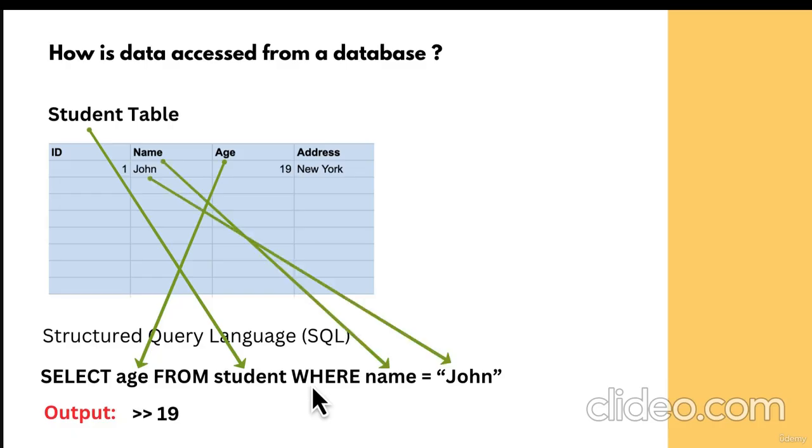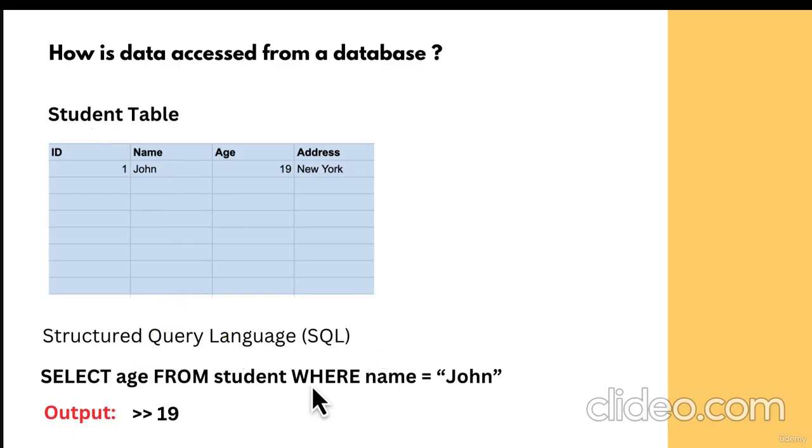So don't worry if you don't understand this syntax as of now. We are going to learn how this syntax works in the lectures to come. So when you write this particular statement and execute it, you're going to get an output of 19, because this statement specifically wants to get the age from the student table for the entry where the name of the student is John, and therefore we got the age for that particular student.